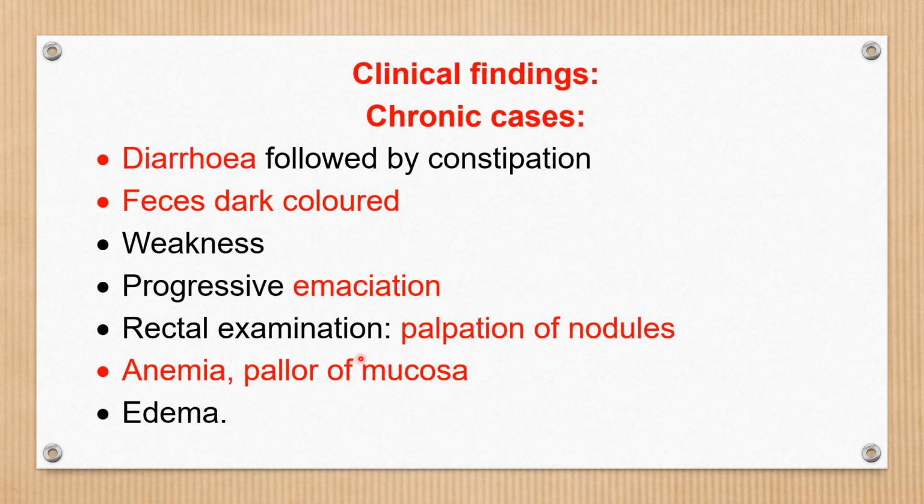On rectal palpation, the clinician palpates nodules on the large intestine. The wall contains pimples and nodules. There is anemia because of the bleeding, and that manifests as pallor of the mucous membrane. There is edema, again because of the hypoproteinemia.